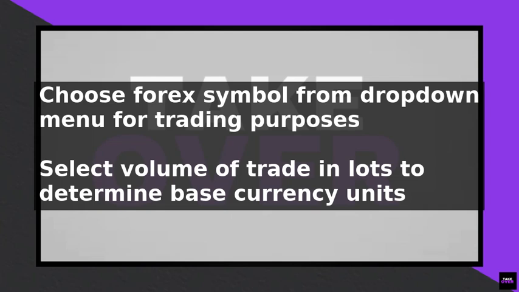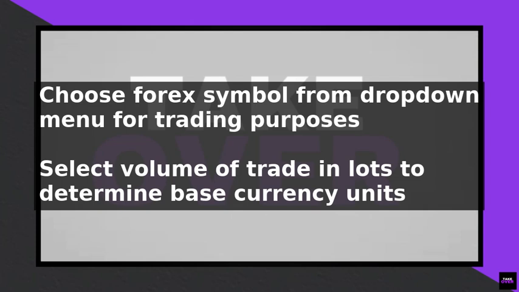Now, set your stop loss and take profit levels. The stop loss is the price at which your trade will be automatically closed if it moves against you, limiting your potential losses. The take profit is the price at which your trade will be automatically closed if it moves in your favor, securing your profits.